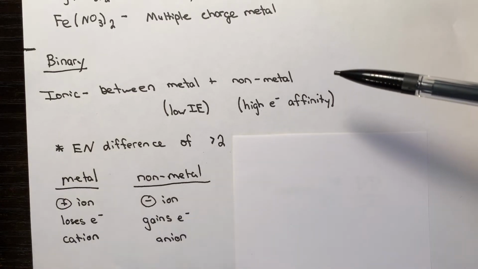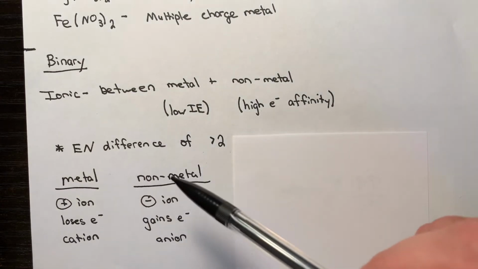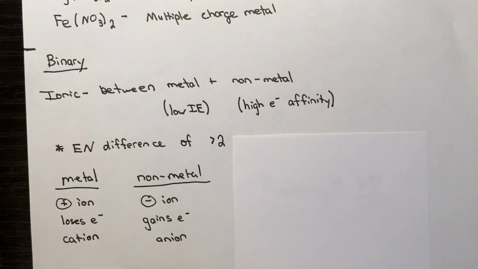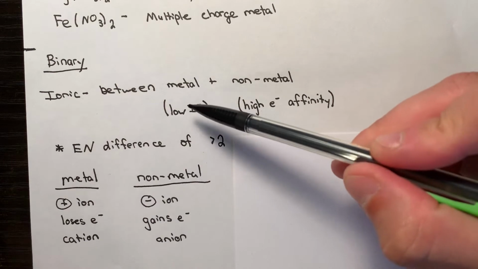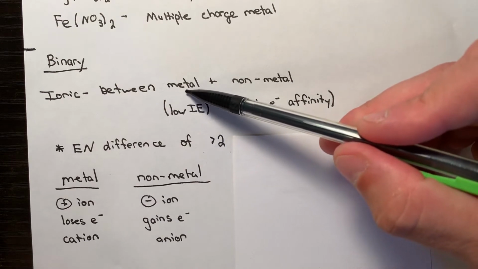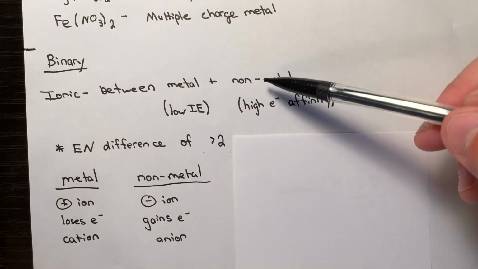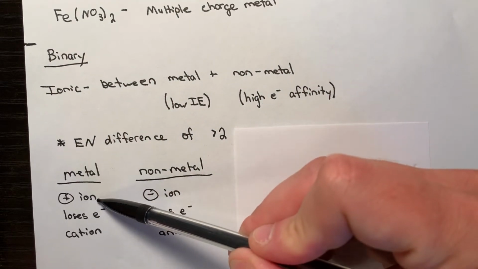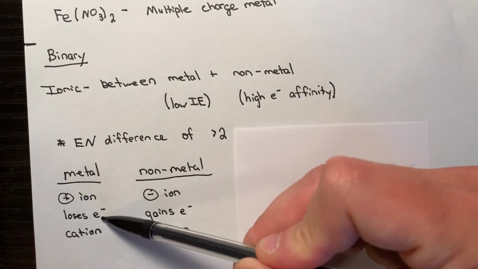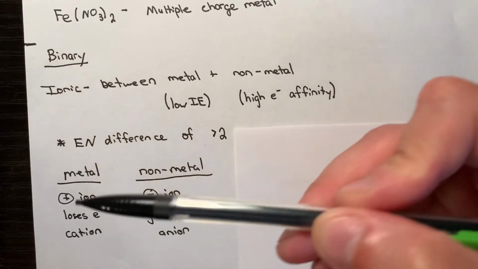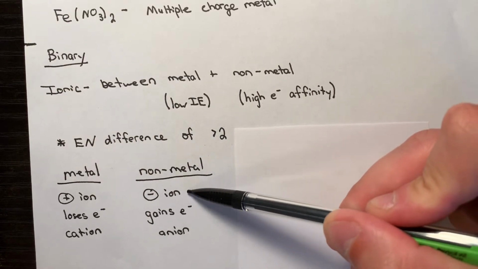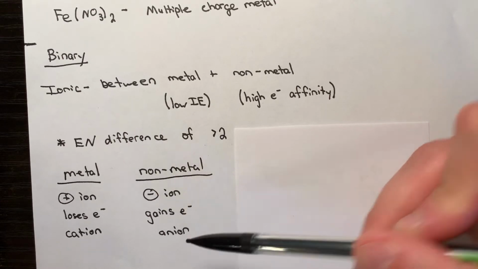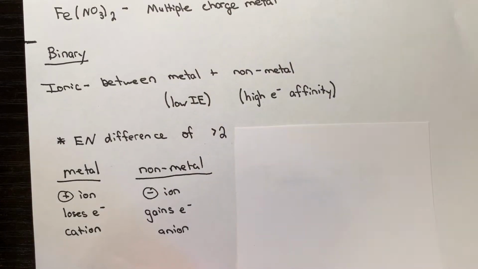Recall, and we'll get into this in subsequent units, that the electronegativity difference between the metal and the nonmetal has to be greater than 2 for an electron transfer to occur. Again, the metal giving it up and the nonmetal taking it. So just to recap, the metal is going to be the positive ion, given that it's losing an electron. We call this the cation. And the nonmetal is going to be the negative ion, and it's gaining an electron from the metal, and thereby becoming the anion, as it were.